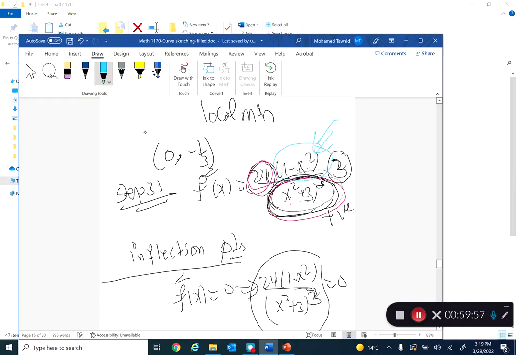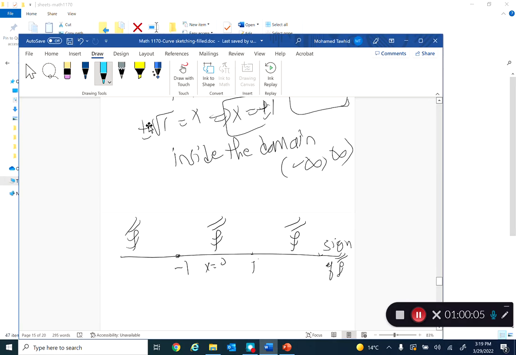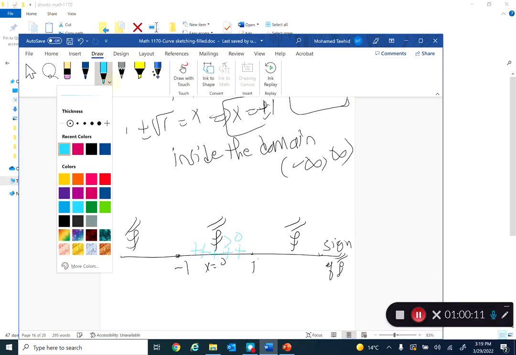If I replace x by 0 in 1 minus x squared, you get 1, which is positive, and everything else is positive. So when I replace x by 0, the sign here is positive, so I write a positive sign here.